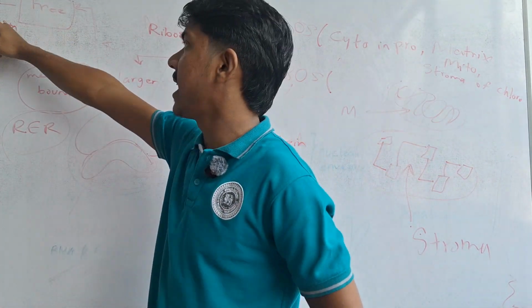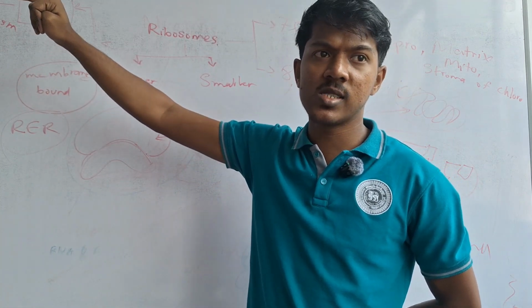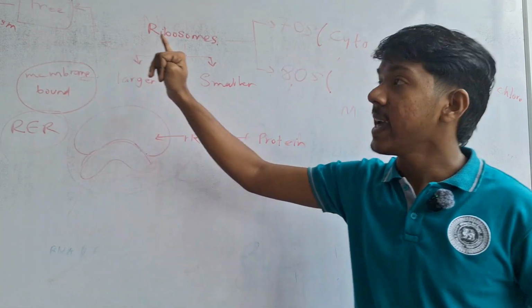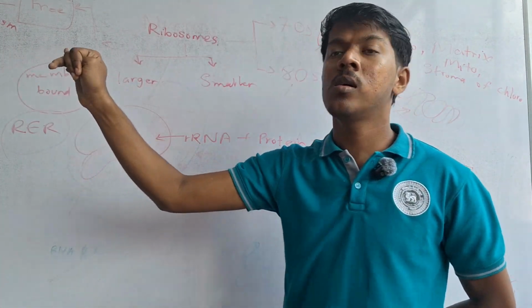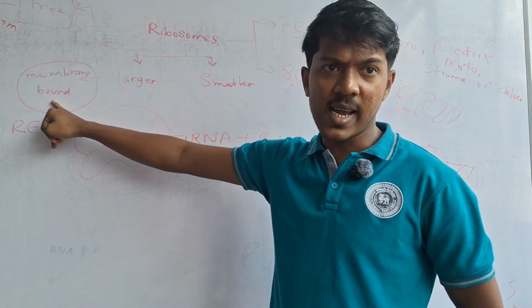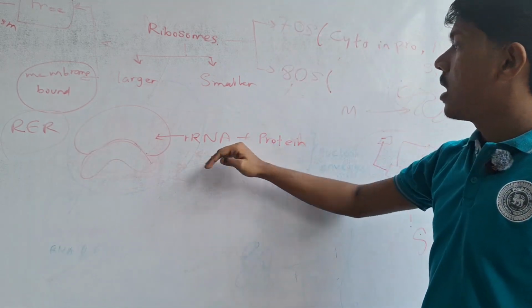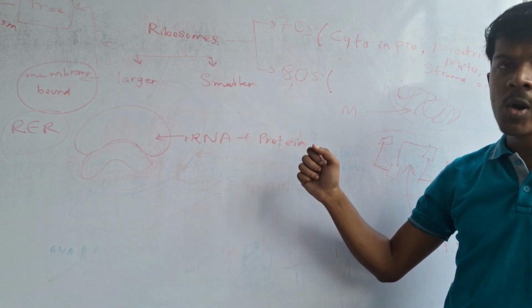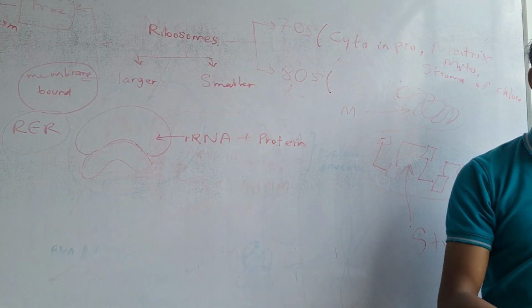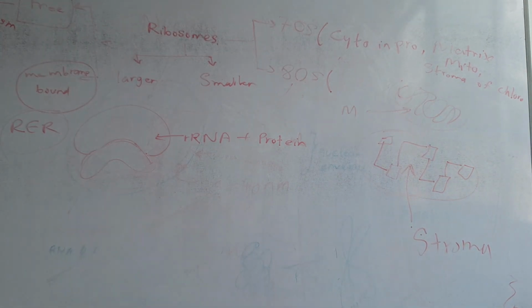Free ribosomes are present in the cytoplasm of eukaryotes. 80S, okay? Next one, membrane bound ribosomes are attached to the rough endoplasmic reticulum. Subunits are composed of rRNA and protein. Function of ribosome: protein synthesis. Clear?